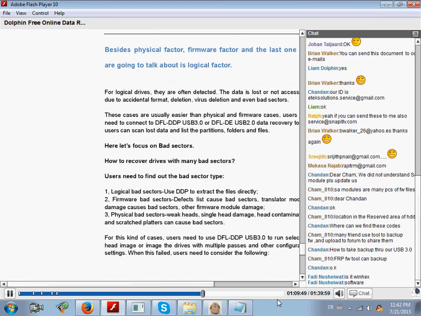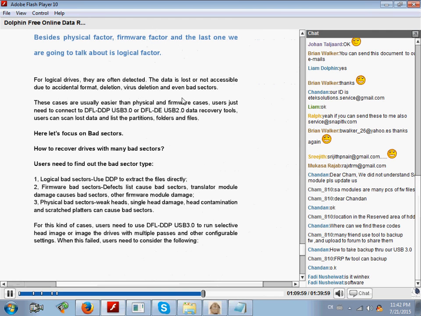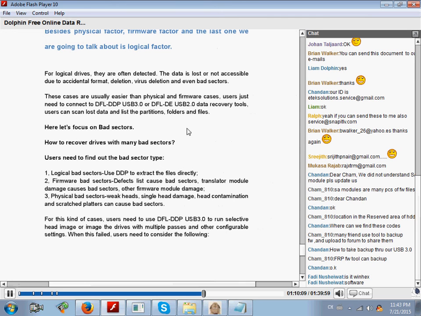So what are logical cases? The logical cases contain accidental deletion, format, virus deletion, or bad sectors. These cases are usually very easy. You just need to connect it to our DFDDP or DFDE, then the data can be seen. Or you just need to scan lost partitions, and then our DDP or DE can list the partitions, folders, and files. It's very easy for this kind of cases.